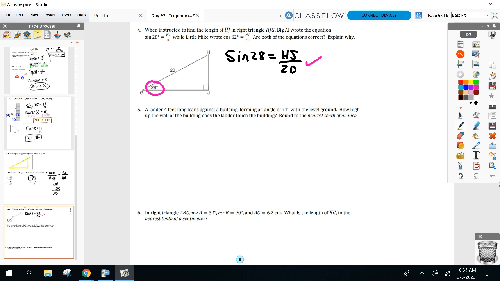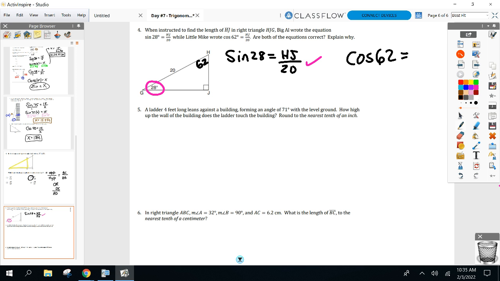Little Mike now. Cosine, all right, first of all, 62? He's not using 28? Where's the 62 coming from? That's angle H, because these add to 180. That's 62. So that's okay. That's okay that he's using that. He's using an angle in the triangle that's not a right angle. That's fine. Is he using it correctly, though?